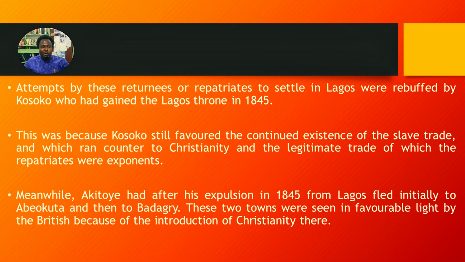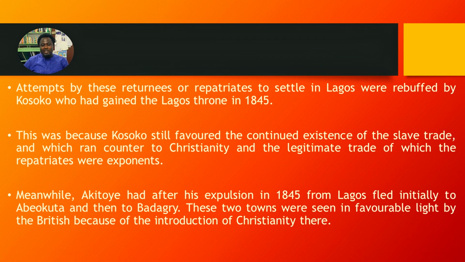So all the abolition policies put in place by the British, including reconverting the former slaves to Christianity, sending them to Sierra Leone and bringing them back to settle in Lagos, were rejected by Kosoko. As a matter of fact, attempts were made by Kosoko to recapture some of these people and to resell them into slavery. This was because Kosoko still favored the continued existence of the slave trade, which ran counter to Christianity and the legitimate trade on which the British were trying to build their interest.